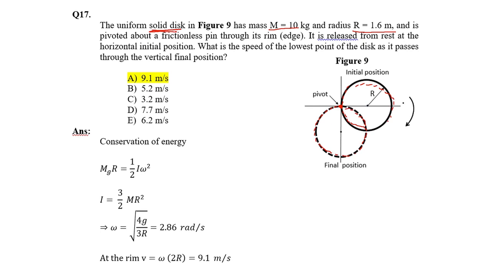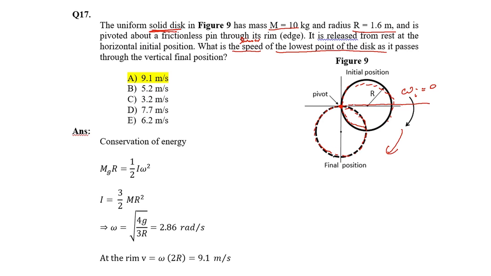So I release it from rest. My initial position is here. Omega initial is 0. Okay. And the question is, what is the speed? When I say speed, I'm talking about linear speed of the lowest point of the disk as it passes through the vertical final position. Okay, so it's vertical. Okay. So at the beginning, it was like this. My disk, I release it from rest. It rotates downward, and this is my final position here.